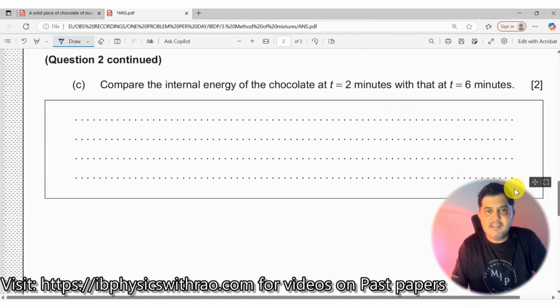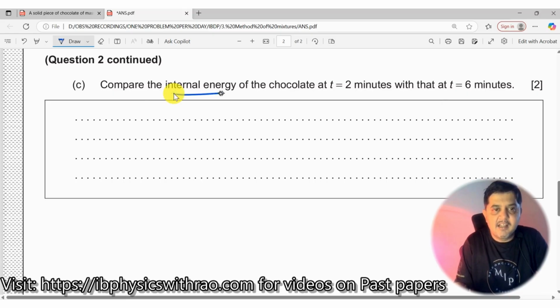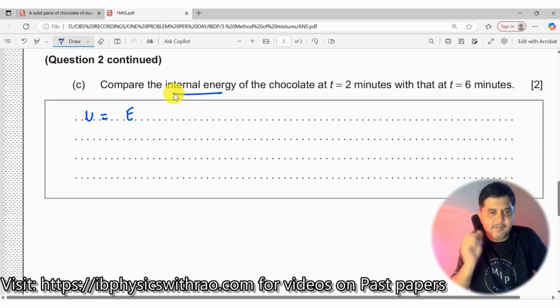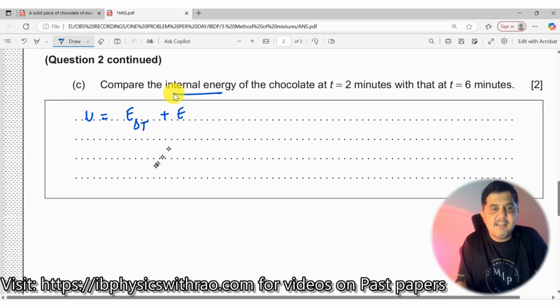Compare the internal energy for the chocolate at t equal to 2 minutes and at t equal to 6 minutes. Internal energy. Okay, now what is internal energy? Internal energy, let me write this as U, is nothing but the energy due to the vibration of the molecules, which is due to the rise in temperature, plus the energy due to the change of phase. I write this as change of phase.